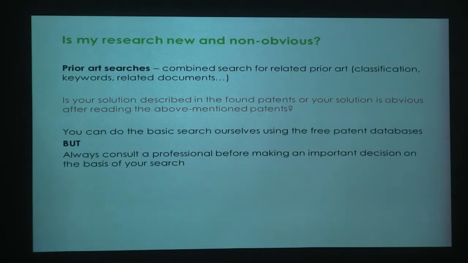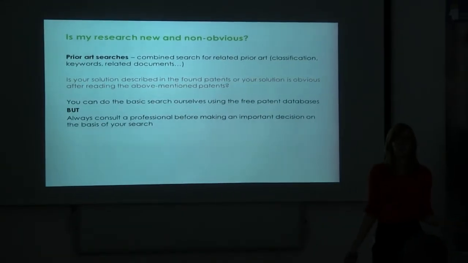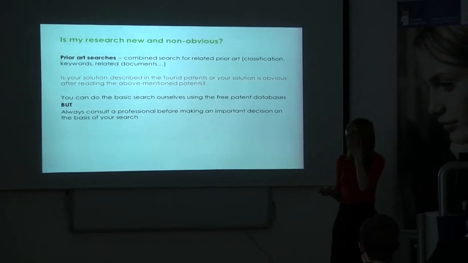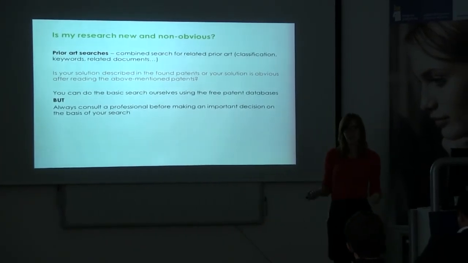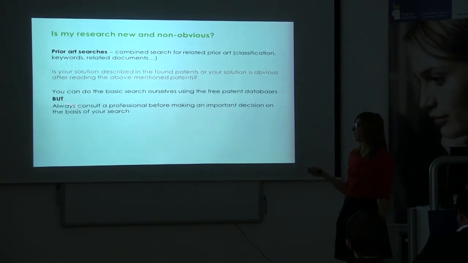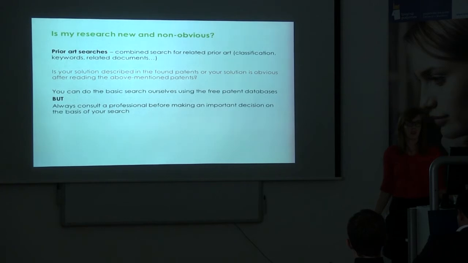So when you find the relevant patents, you have to ask yourself, is the solution that you find in the patent document new? Is it the same as the thing you have? And also, after reading this patent, is your solution really not obvious? Is it just an obvious improvement or not an improvement at all? This is the basic search you can do yourself. But when basing any business decision or any other legal or important decision on that, do a professional search. That's just a disclaimer as well.